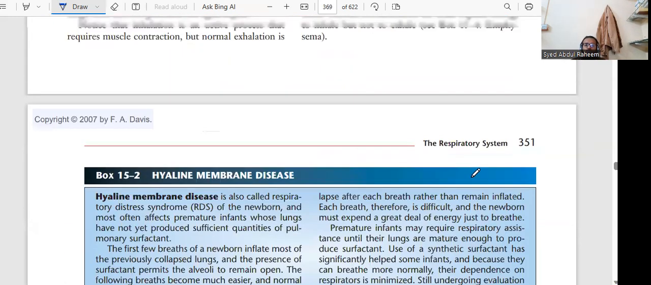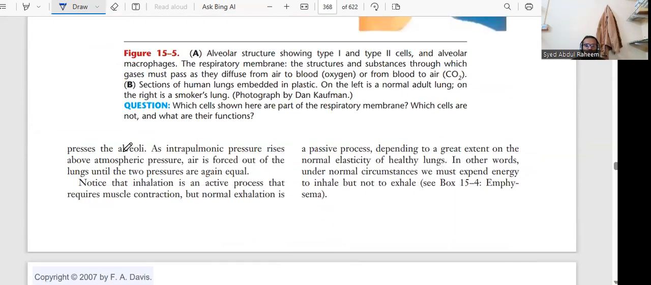and also presses the alveoli. As intrapulmonary pressure rises above atmospheric pressure, air is forced out of the lungs until the two pressures are equal. So we need more pressure than atmospheric pressure to exhale the air. Very important thing. Then only the air will go outside to the environment, because in the environment there is always air.